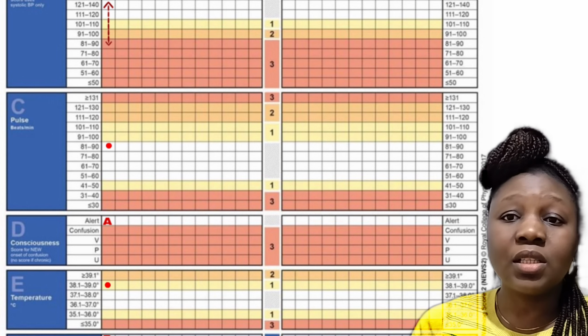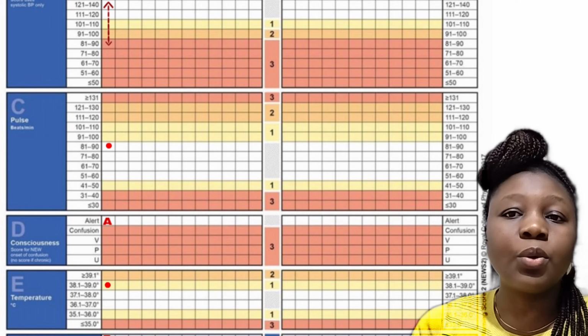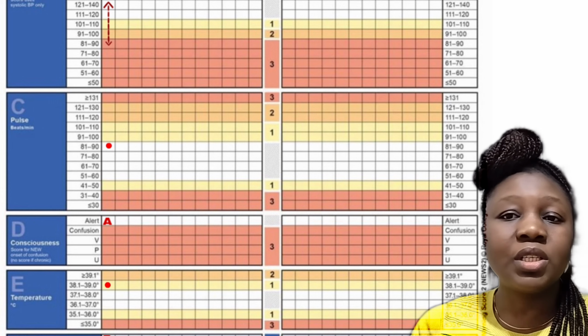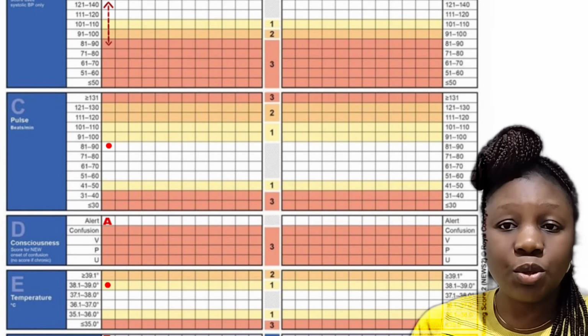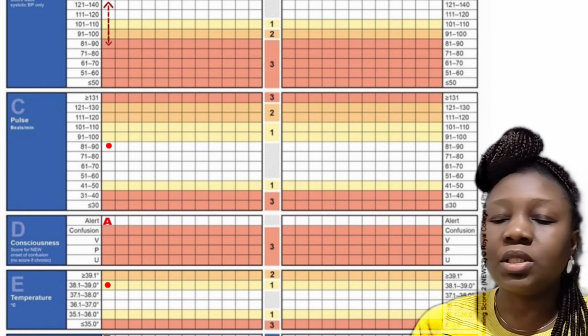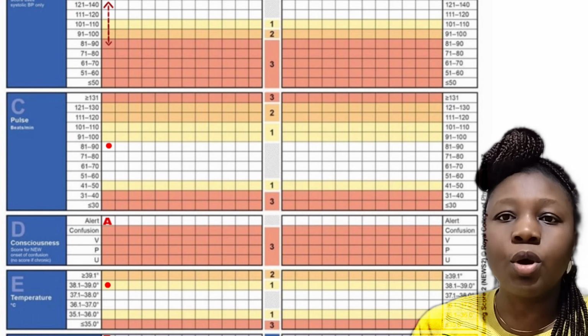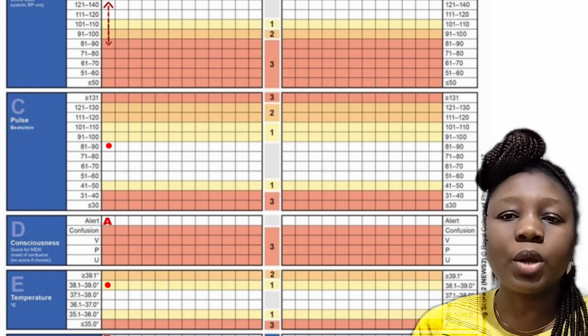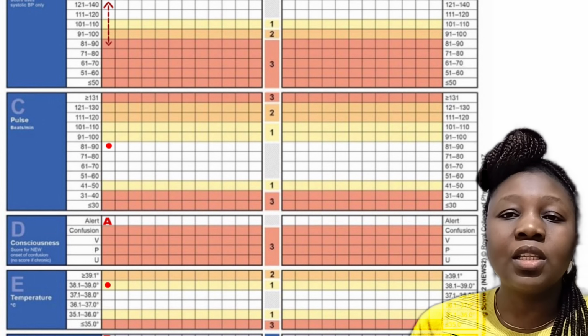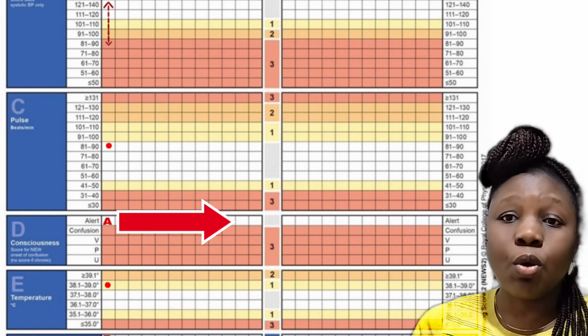And then the V stands for voice. It means the patient can only respond to voice. The P stands for pain. The patient can only respond to pain. And then the U stands for unresponsive. That means the patient cannot respond at all. So that is the ACVPU. Now, like I said, your patient will be alert in OSCE. So we are going to put capital letter A in the box in front of alert, and then tracing that down to the middle, that's a score of 0.